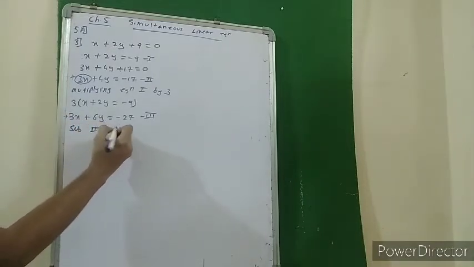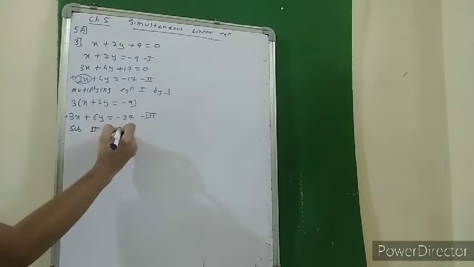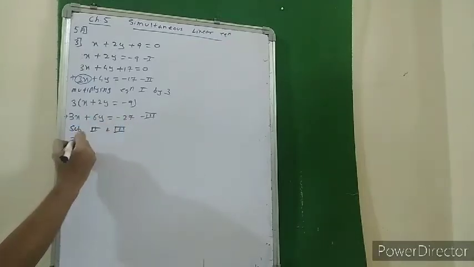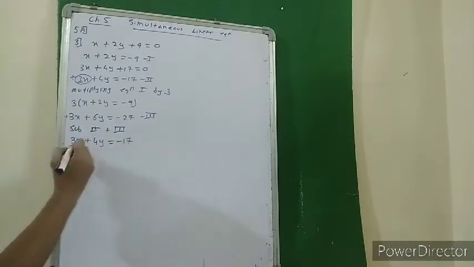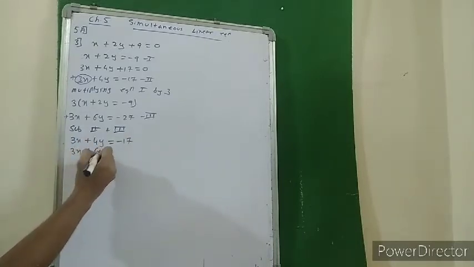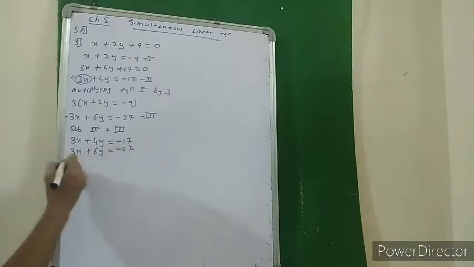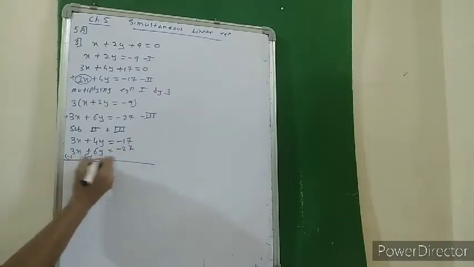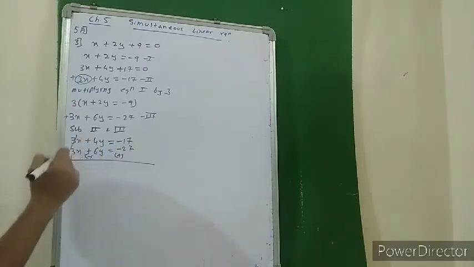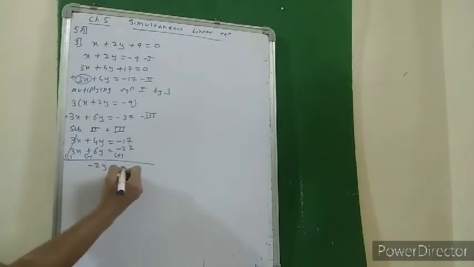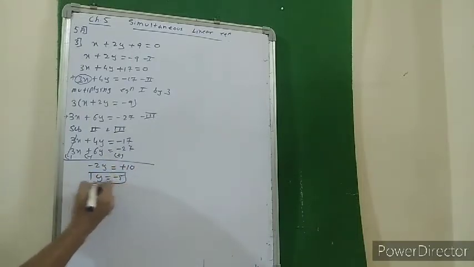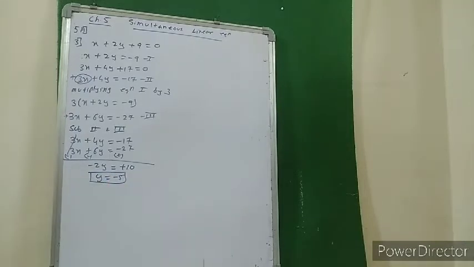Subtracting 2 and 3, I will have 3x plus 4y is equal to minus 70, and 3x plus 6y is equal to minus 27. Minus, this minus will become plus. 3x will get cancelled. Minus 6 plus 4, minus 2y. Plus 27 minus 17 is plus 10. So y is equal to minus 5. Okay, the value of y is minus 5.